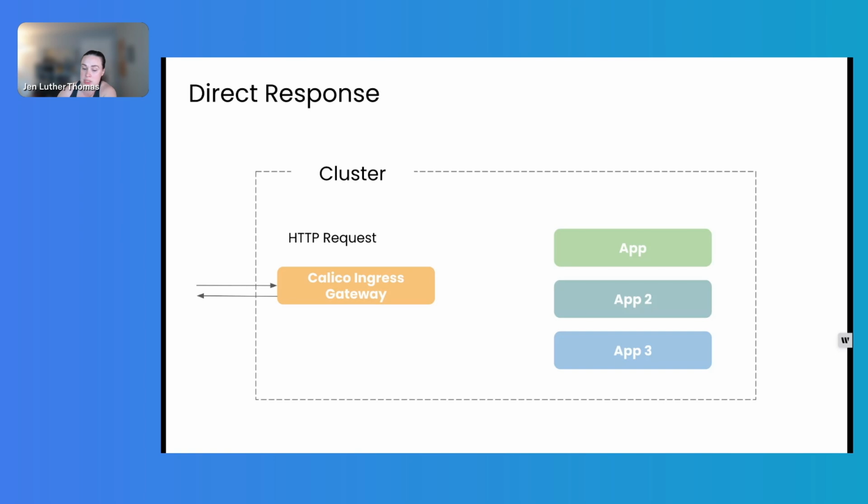You also have direct responses if you just want the gateway to handle certain requests without forwarding them to the backend services, and you can have the Calico Ingress Gateway just respond directly.